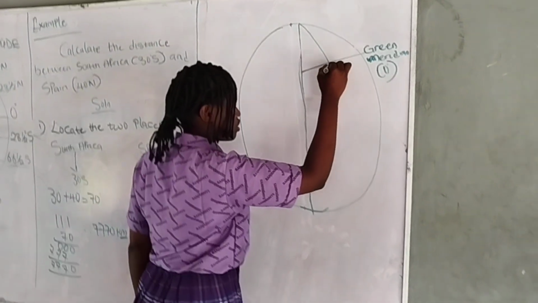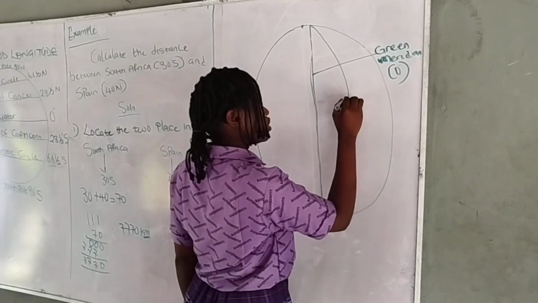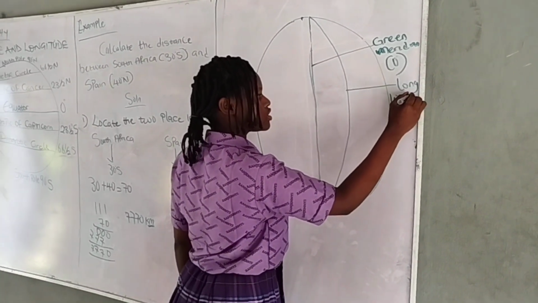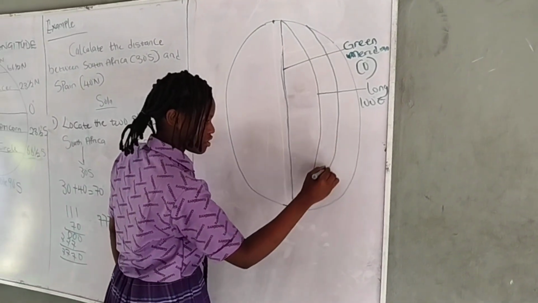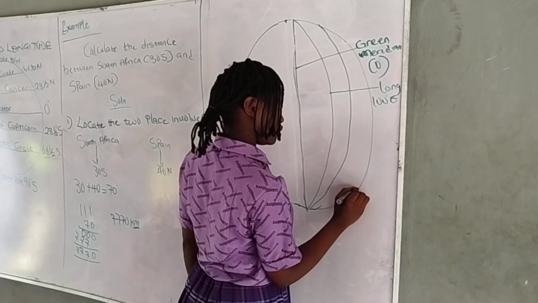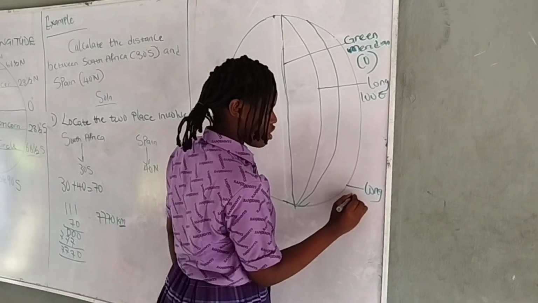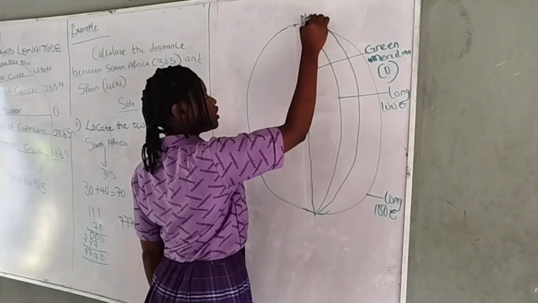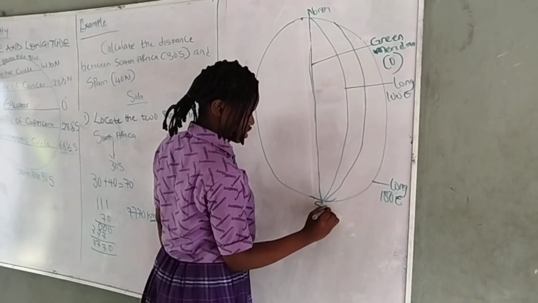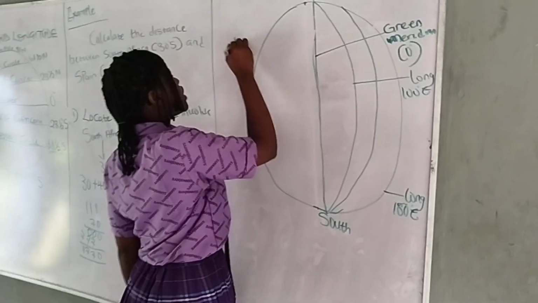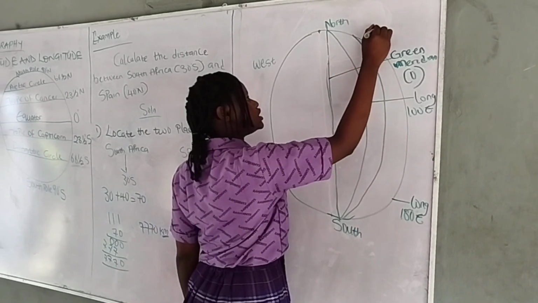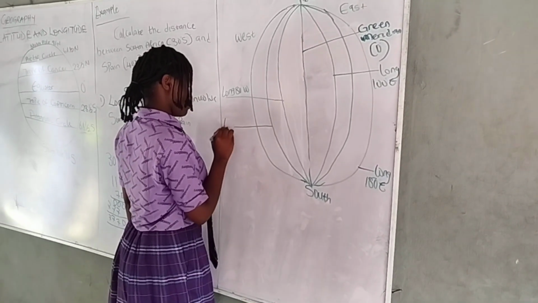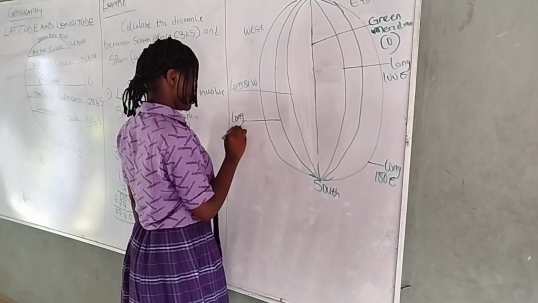Then this longitude is 100 degrees east. This one is 180 degrees east. Here we have the north, we have the south, we have the west and the east. And this is 180 degrees west.